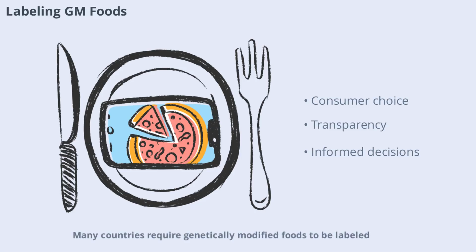Many countries require genetically modified foods to be labeled, giving consumers the choice to decide what they eat. Labeling policies vary, with some requiring detailed information and others opting for voluntary disclosure. Clear labeling helps build consumer trust and allows people to make informed decisions about their food.